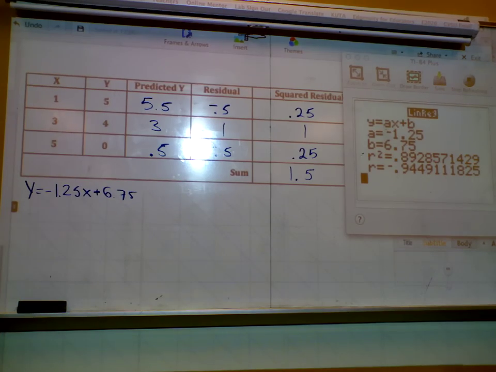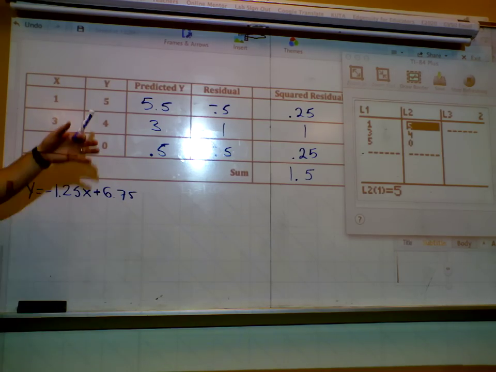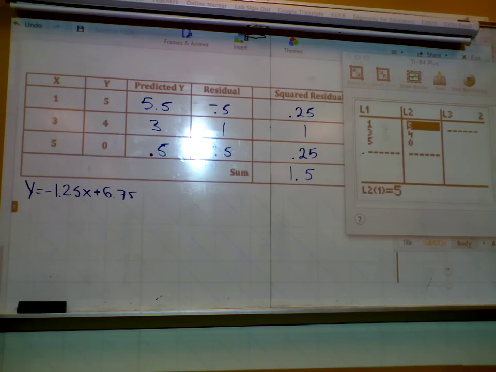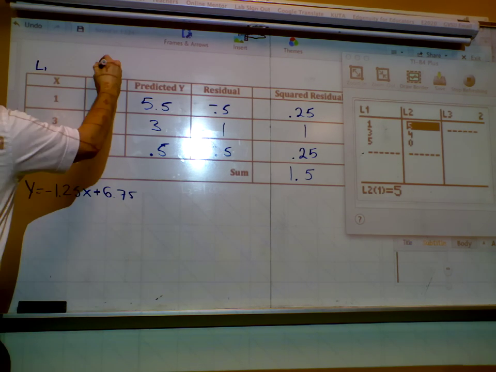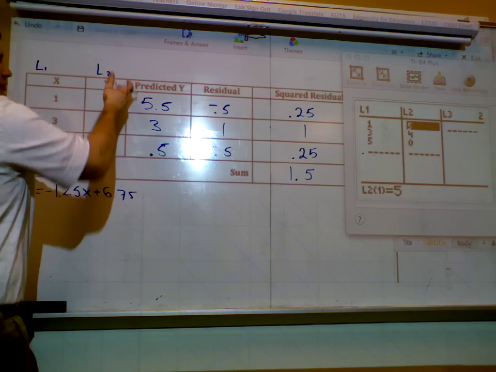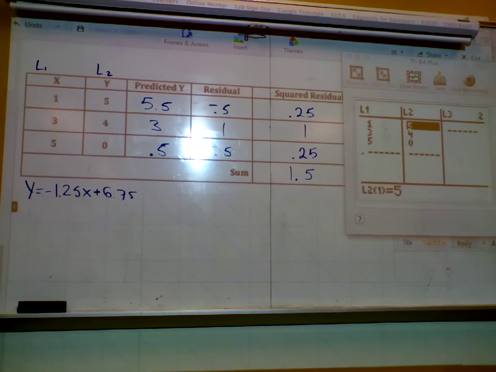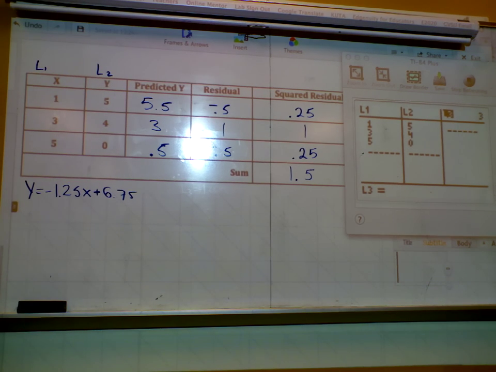So we've all already entered our data into our list, right? If I go stat, edit, and look at our lists, we have list 1, list 2 already entered in. List 1 was my x values, list 2 is my y values. Some of you probably used the table on your calculator to figure out this list. Well, here's what we're going to do. Instead of using the table, instead of using the y equals page, we're going to use these lists. So I want you to highlight L3. Hit enter, and it'll bring a cursor down here for you.